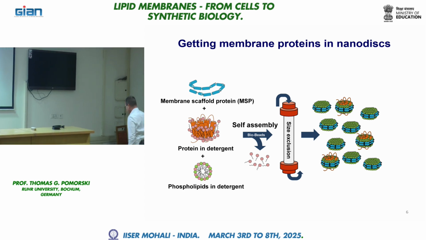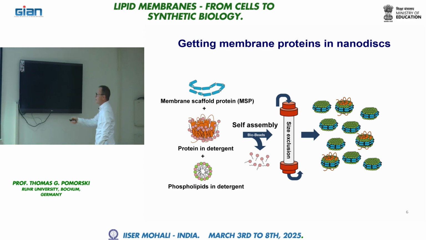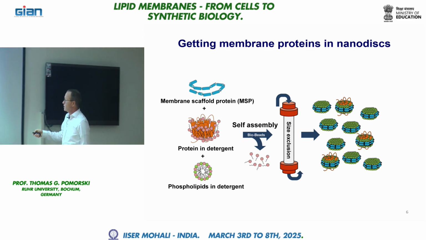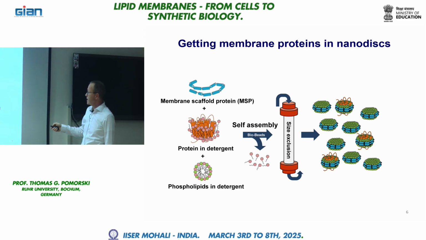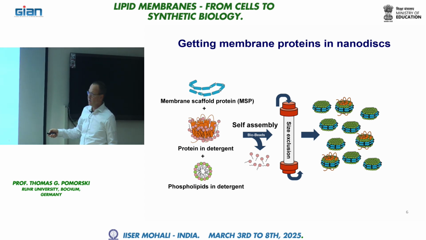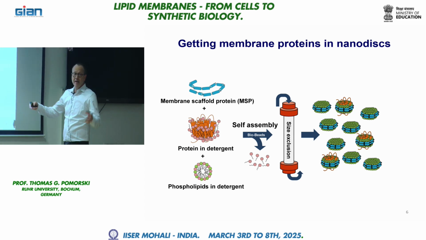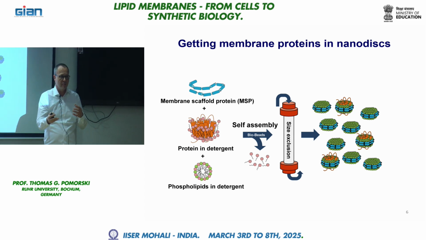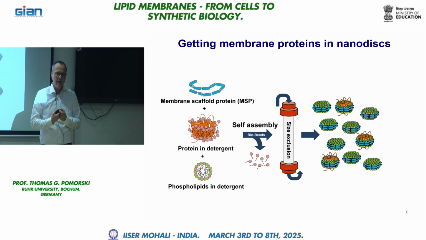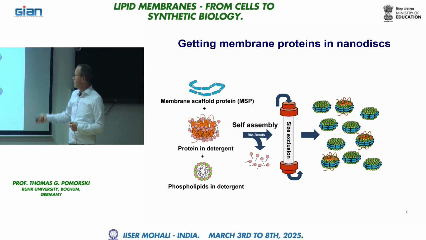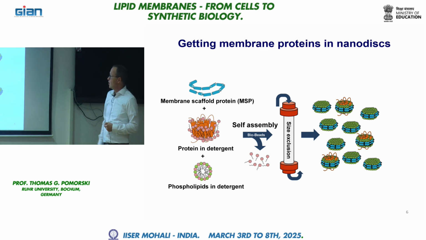So that we call size exclusion. And based on that, we can basically separate these 10 nanometer particles away from whatever would be free detergent, free lipids still, or free proteins. And you have to do this because this self-assembly is random. You not only get nanodisc formed with protein, you get a mixture. Okay.